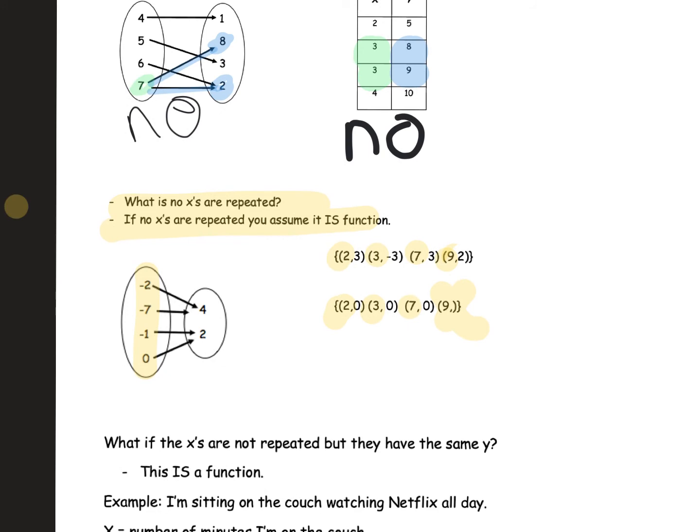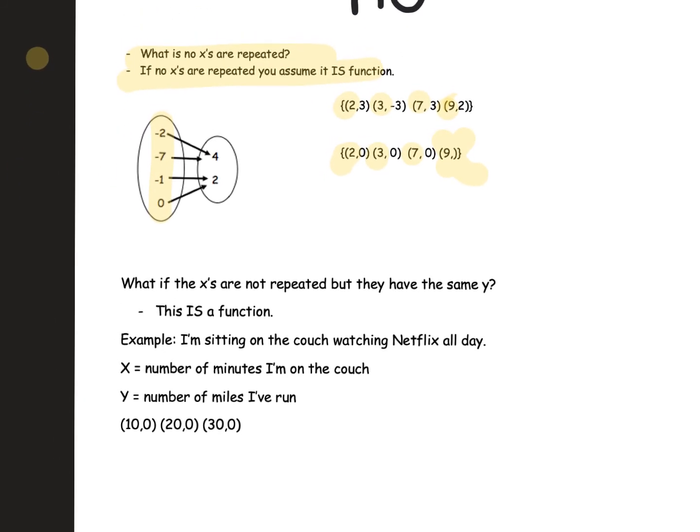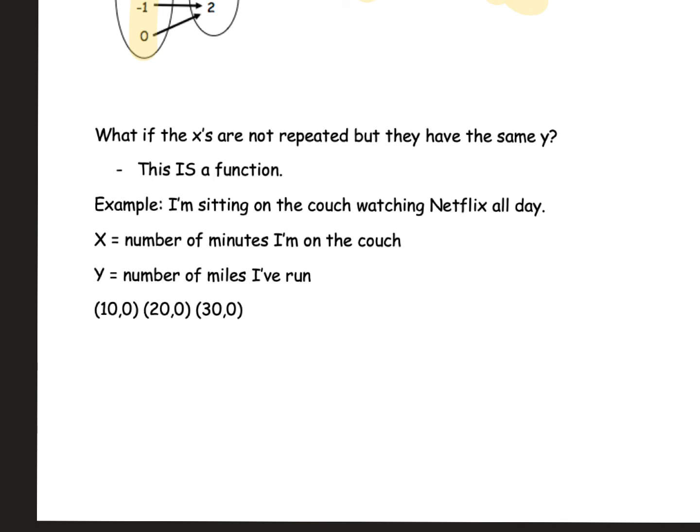Okay, so the last thing, because somebody asked a great question about this earlier. They asked, is it the same in reverse? If you've got x's that aren't repeated, but the y's are all repeated, can that be a function? The answer is yes. This is a function.